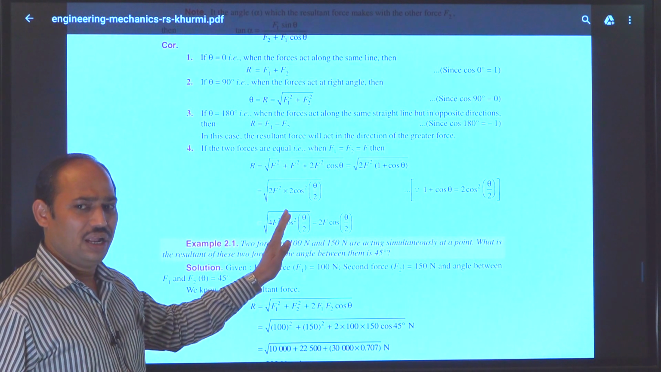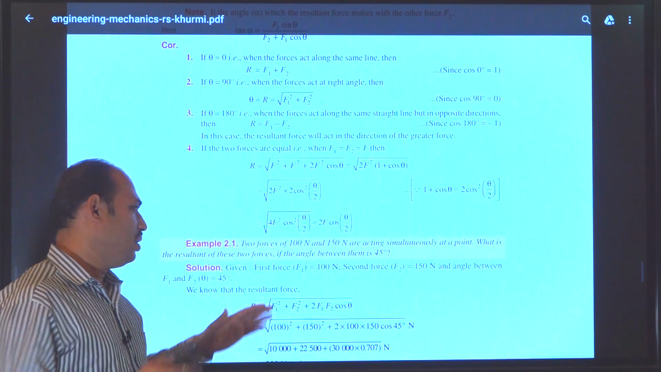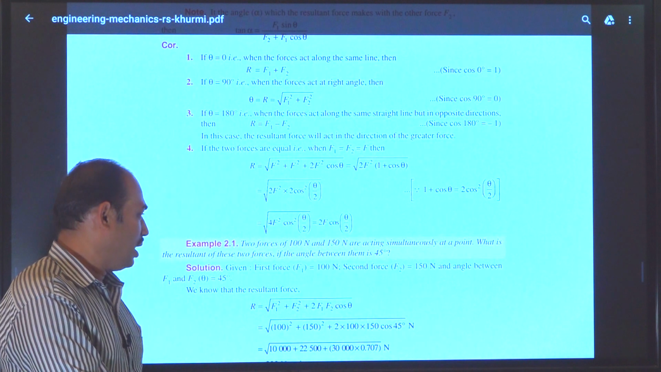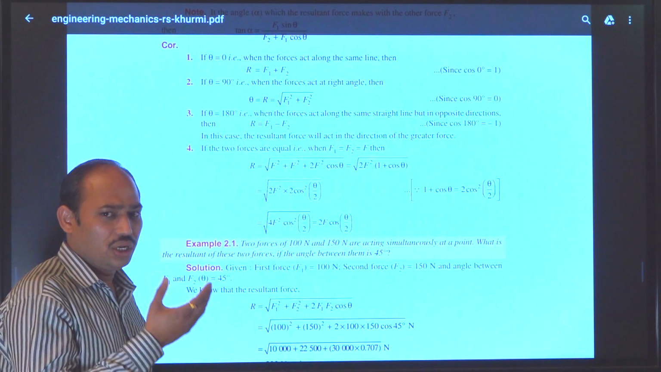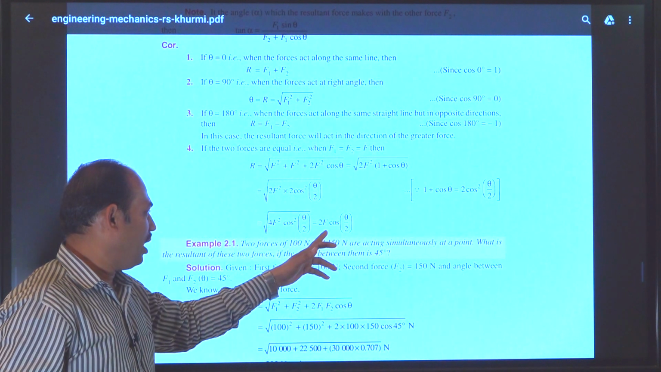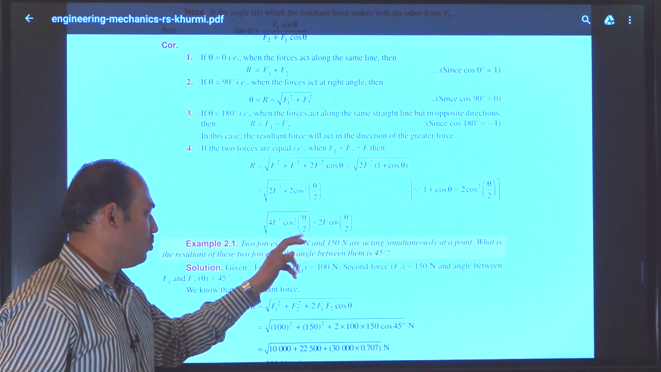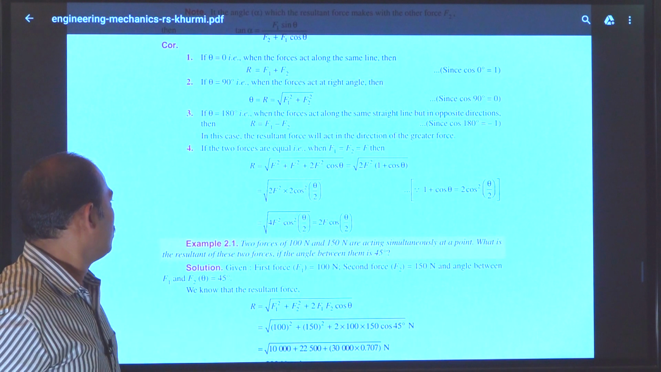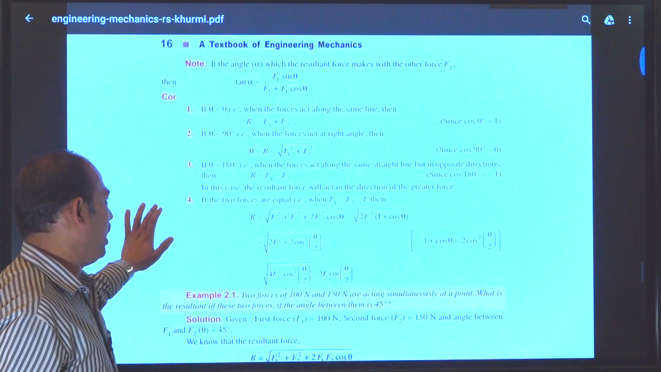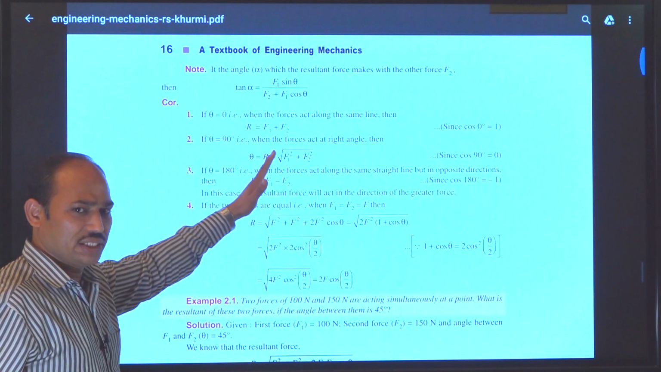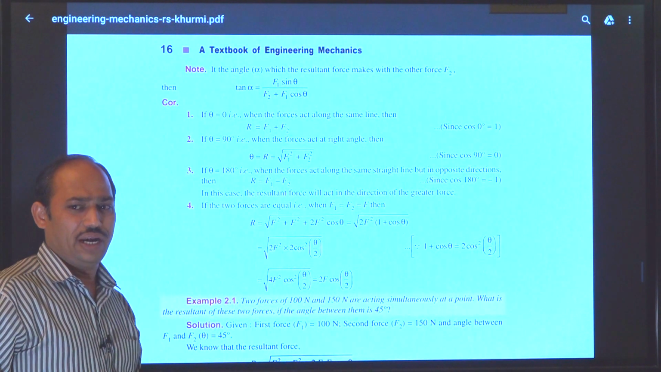After that, removing the root, we get R equal to 2 F cos theta by 2. So these are the four cases with respect to different angles or different lines of action of two different forces.